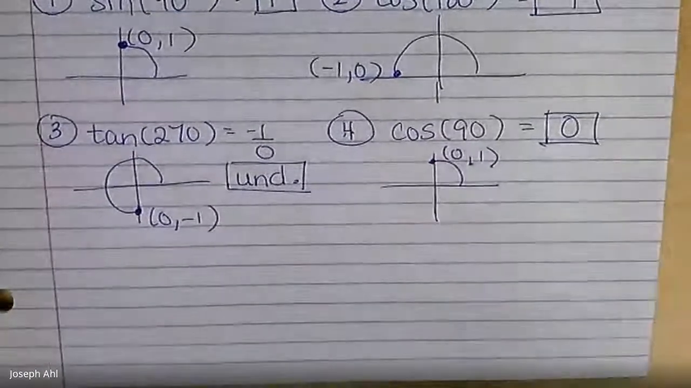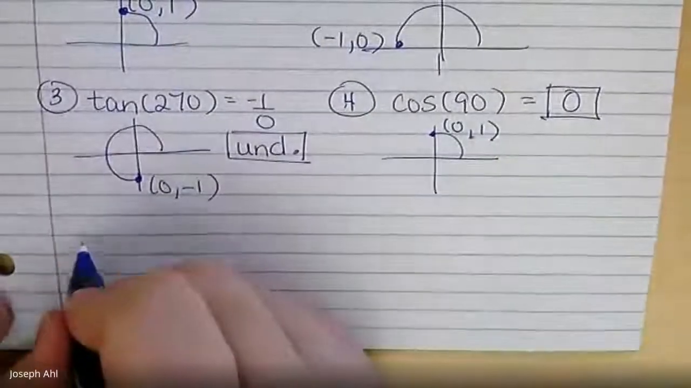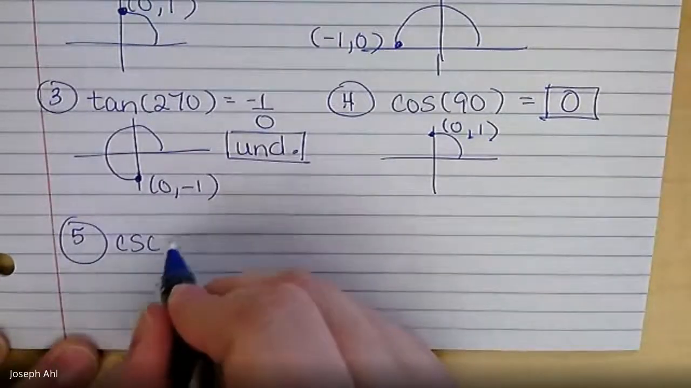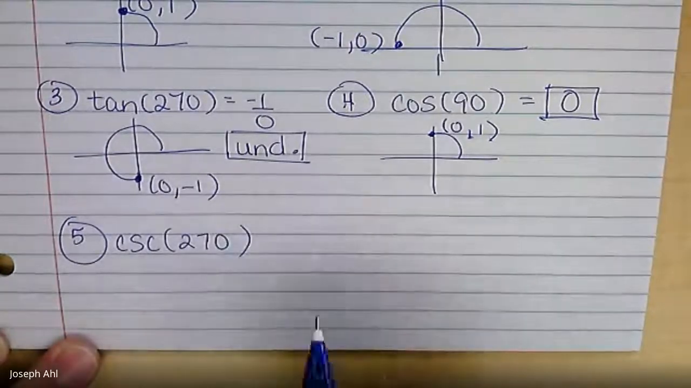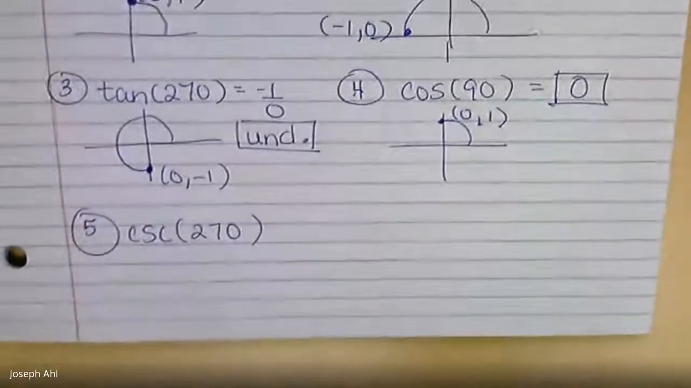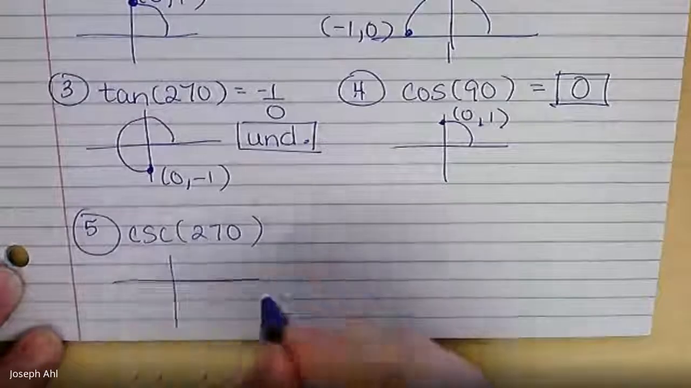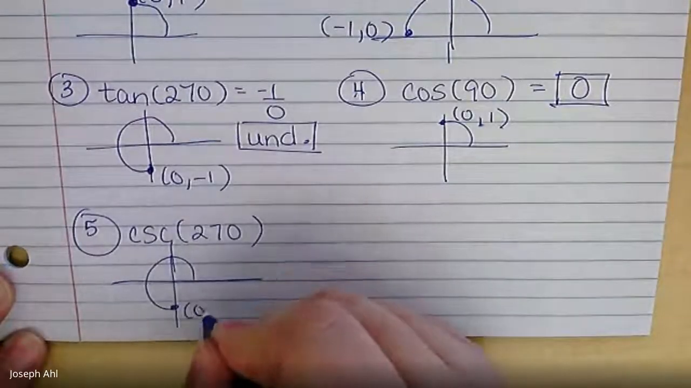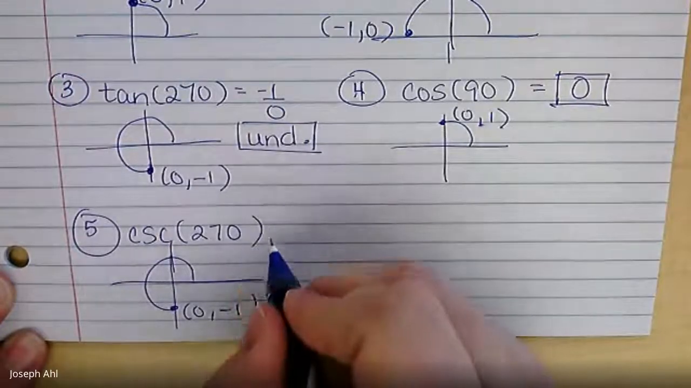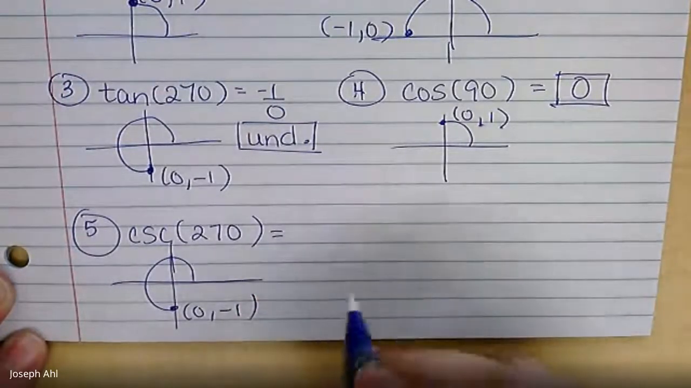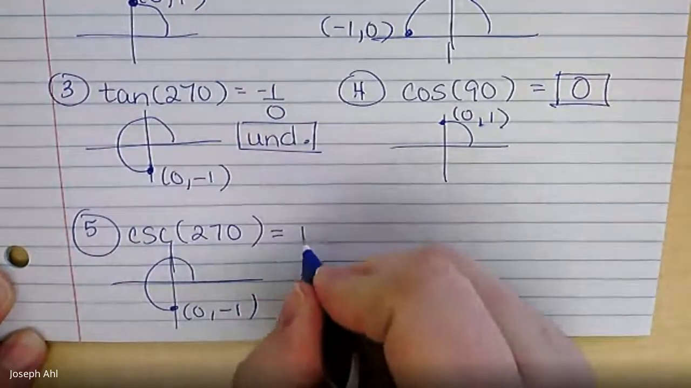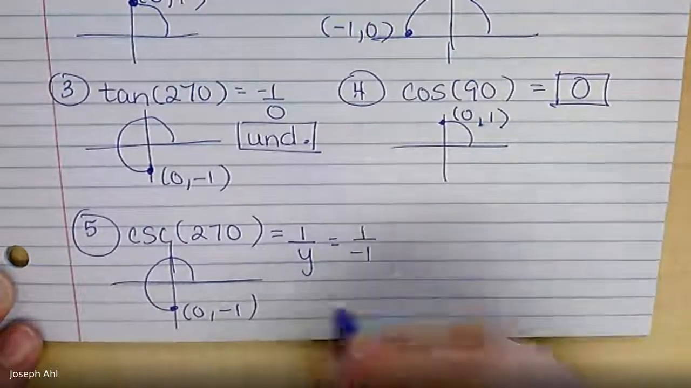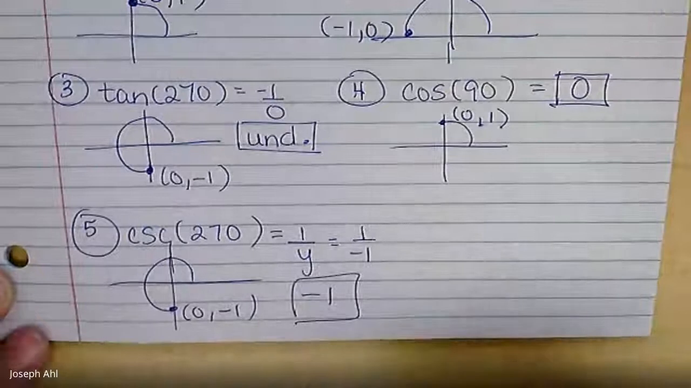All right, maybe just two other quick ones. Let's do cosecant of 270. We're down here, right? 0, -1. Cosecant's the reciprocal of sine, so it's not going to be y, it's going to be 1 over y. Well, 1 over -1 is still -1 as an answer.